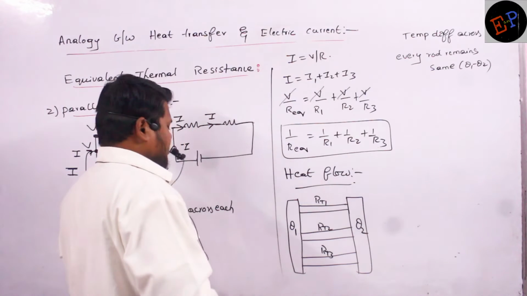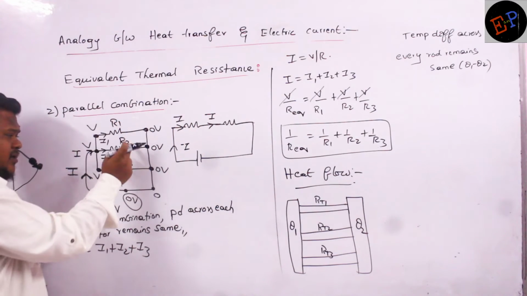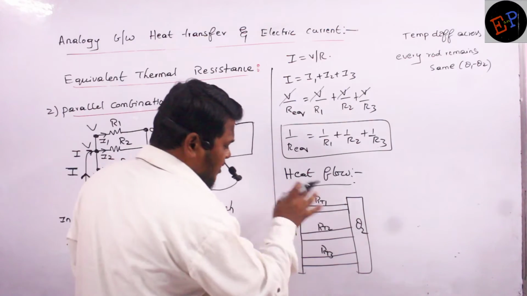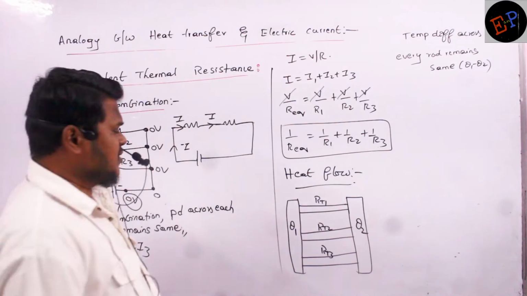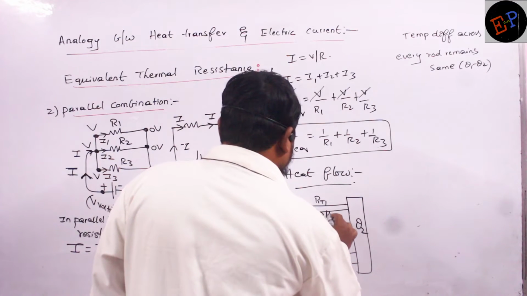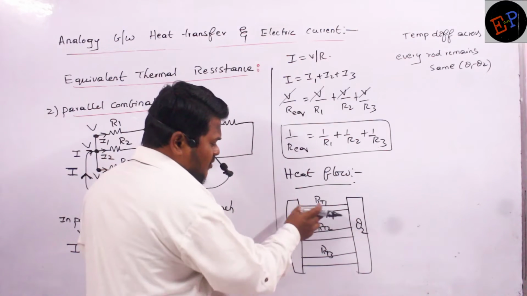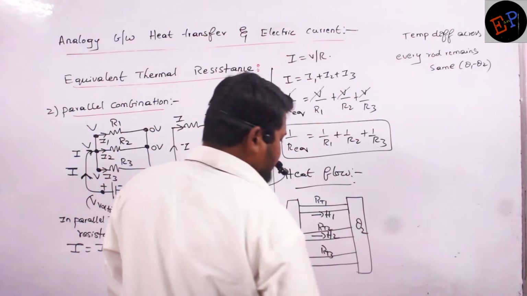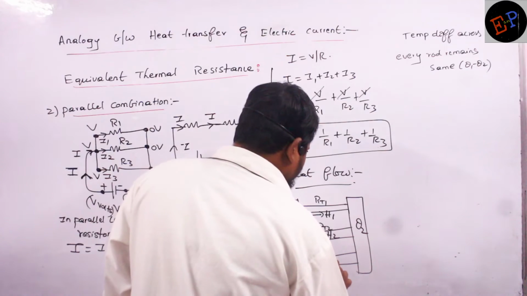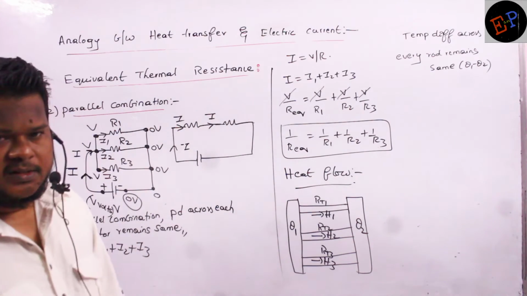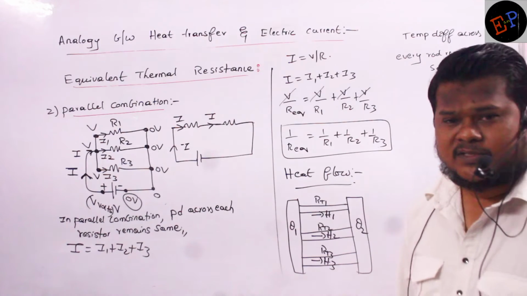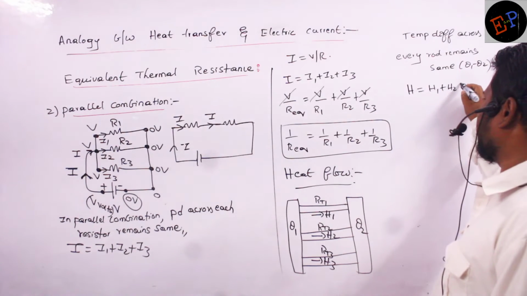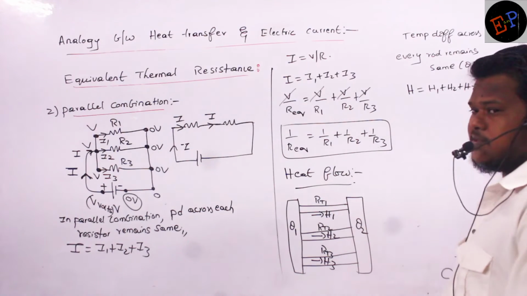Listen very carefully. Here the current was getting divided into 3 branches, I1, I2, I3. So here also the heat current will get distributed in 3 rods. What is heat current? The amount of heat energy per unit time flowing through the first rod is H1, in the second rod the heat current is H2, and in the third rod it is H3. So the total heat current flowing is H1 plus H2 plus H3.